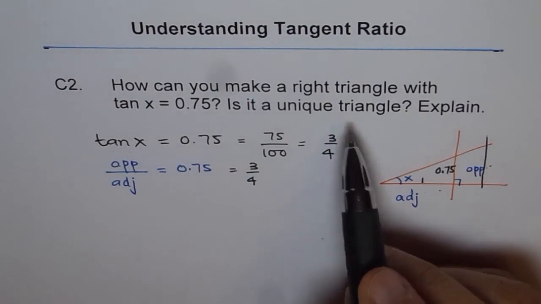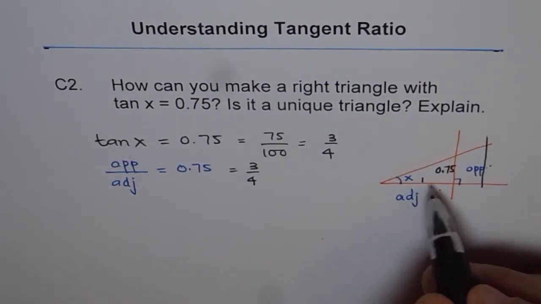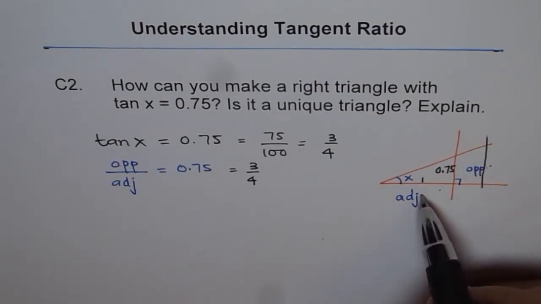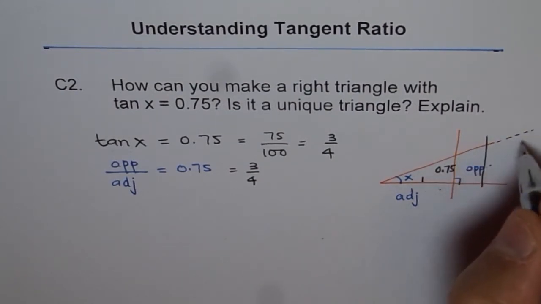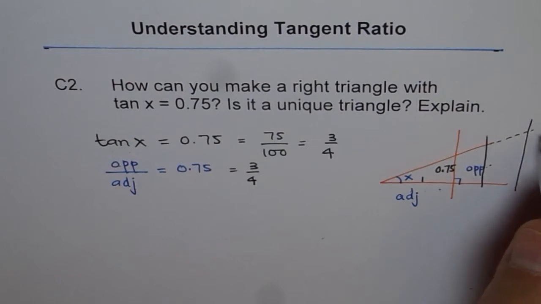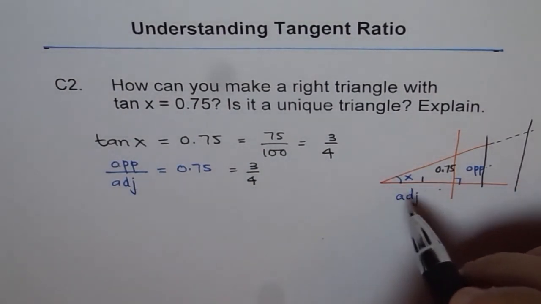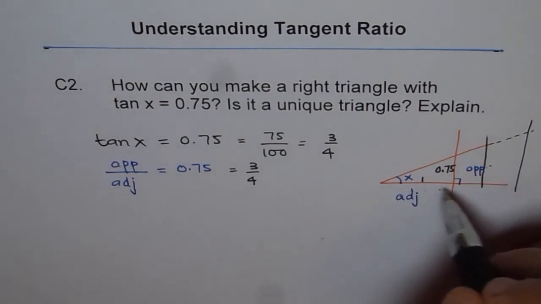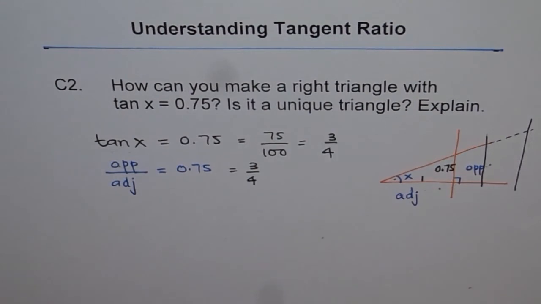Is it a unique triangle? No. You can make an infinite number of triangles. The only care you have to take is that the ratio of opposite to adjacent is maintained, right? So this line could be extended forever, and all those triangles in between where a vertical line is drawn will satisfy this condition. Okay, so tan x equals 0.75. It is not dependent on the size of the triangle, it is only dependent on this angle x.